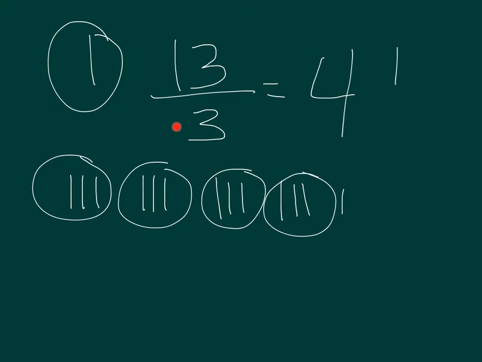And what are these things? Well, they're thirds because it takes 3 of them to make a group. So we call them thirds. So this one extra thing is an extra third.